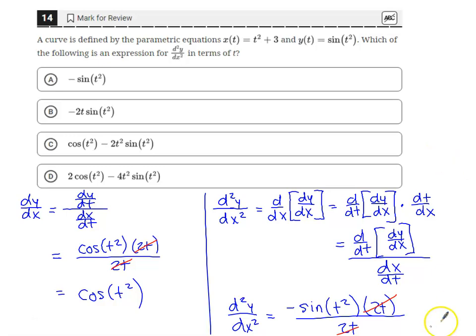So next question in the Bluebook test preview for Calc BC says we've got a curve defined by parametric equations x of t and y of t. Which of the following expressions represents the second derivative of y with respect to x in terms of t? Now, first task here is to find the first derivative of y with respect to x. We can't find the second derivative unless we have the first.